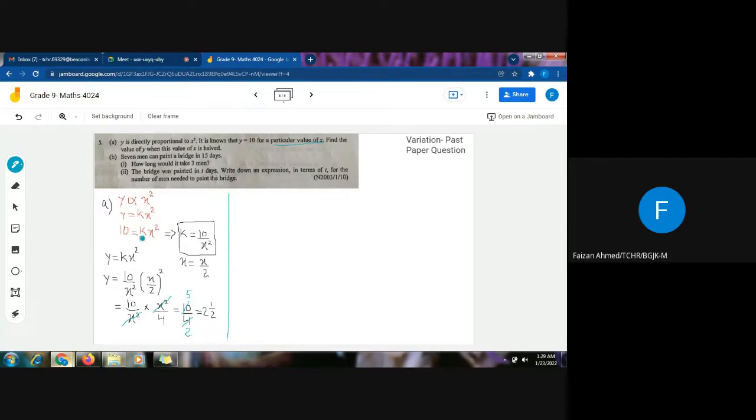So since we have to make k as our subject, we have to write the formula for the k. So k will be equal to, this x square is being multiplied on this side, it will go on the other side and it will get divided. So k will be equal to 10 upon x square.